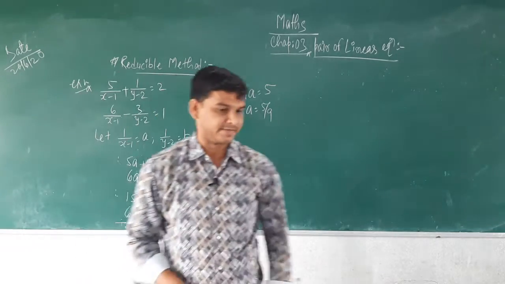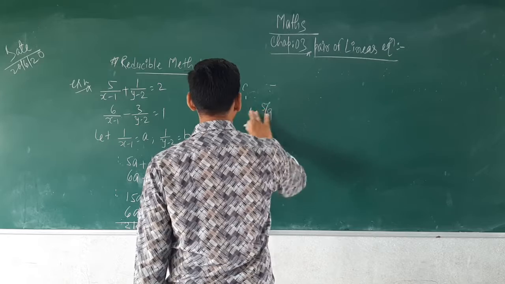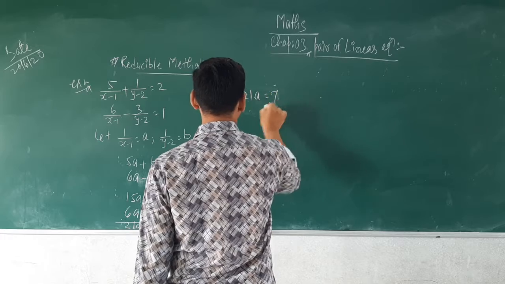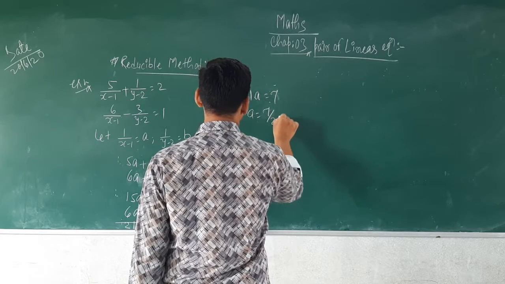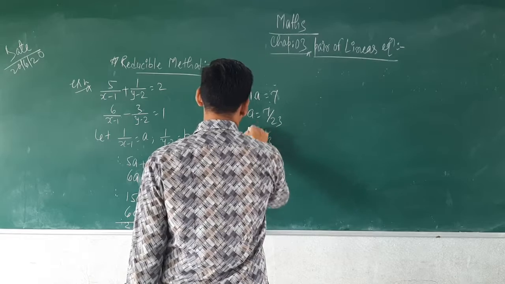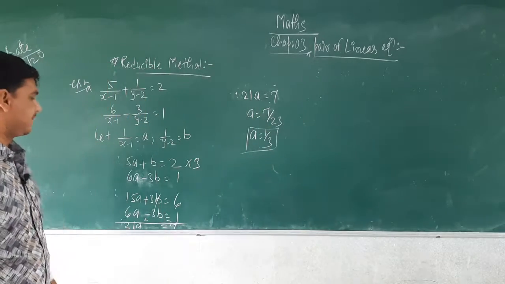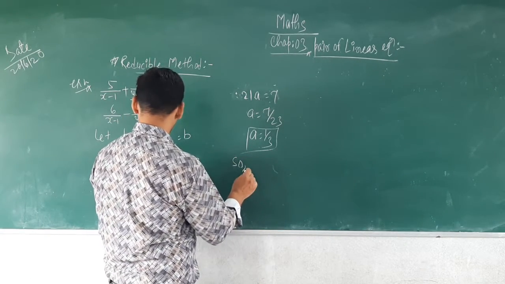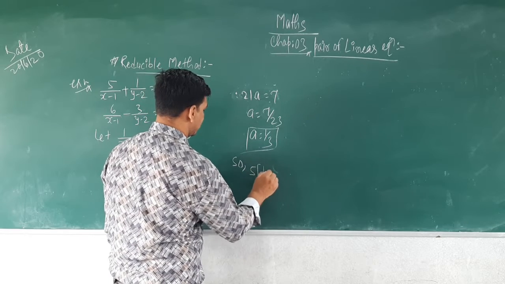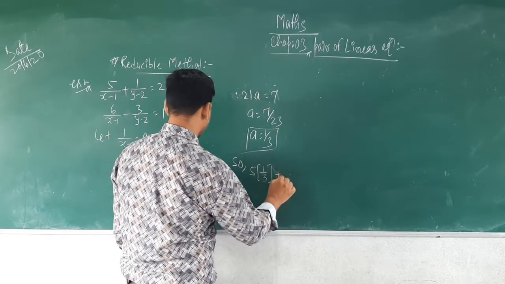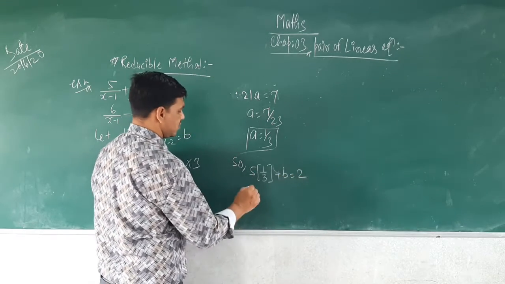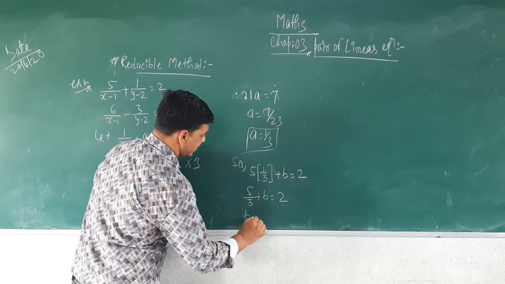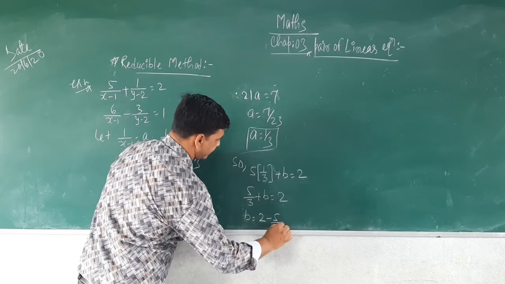3b and 3b should be eliminated. So now 21a is equal to 7, then a is equal to 7 by 21, then a is equal to 1 by 3. So the value of a is 1 by 3. Now the value of a, 1 by 3, is applied into any equation. So 5 into 1 by 3 plus b is equal to 2. So 5 by 3 plus b is equal to 2. So b is equal to 2 minus 5 by 3.